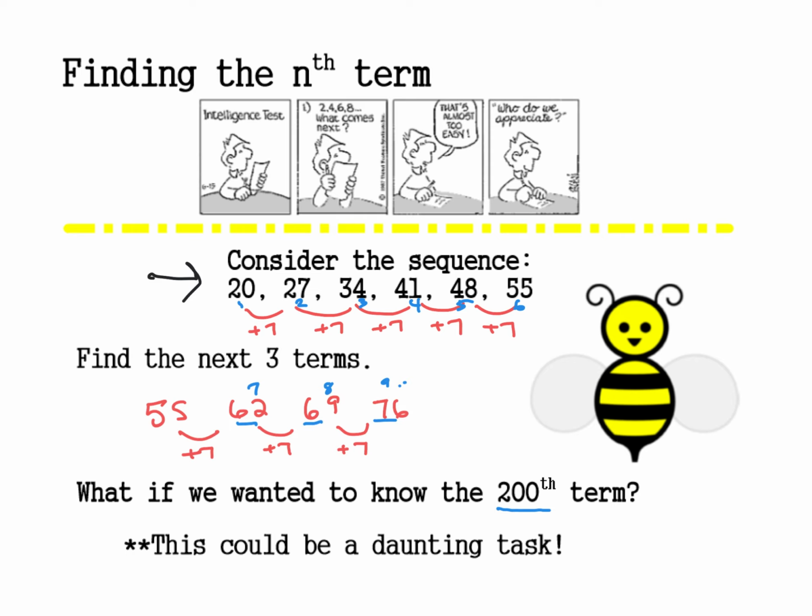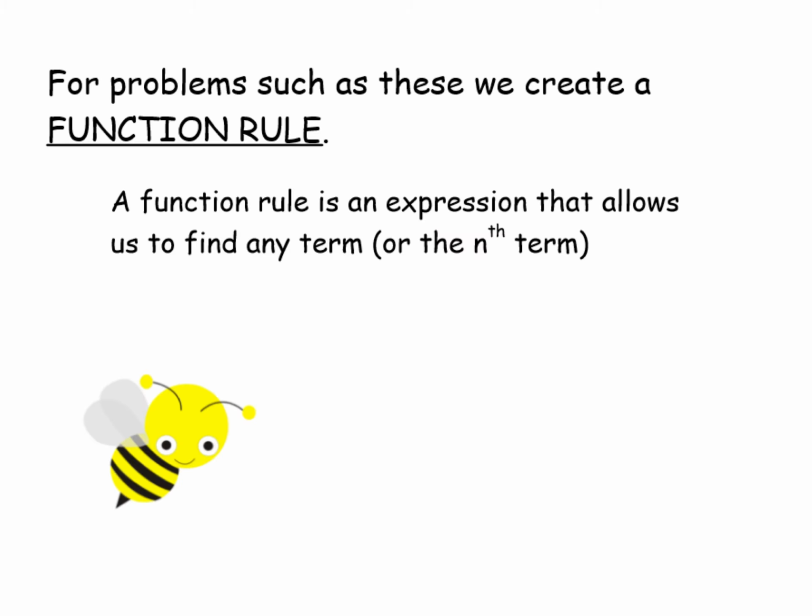So instead of counting out to the 200th term, we can do what's called writing a function rule. Sometimes this function rule is called the nth term. So n is like a variable, so I can put in however many terms I want. The 200th term, the 100th term, the 132nd term. So we're going to write this function rule that we can then plug in how many terms we want, and it tells us what the answer is. And you've actually probably already done this at some point, but I'm going to put it all together for you.